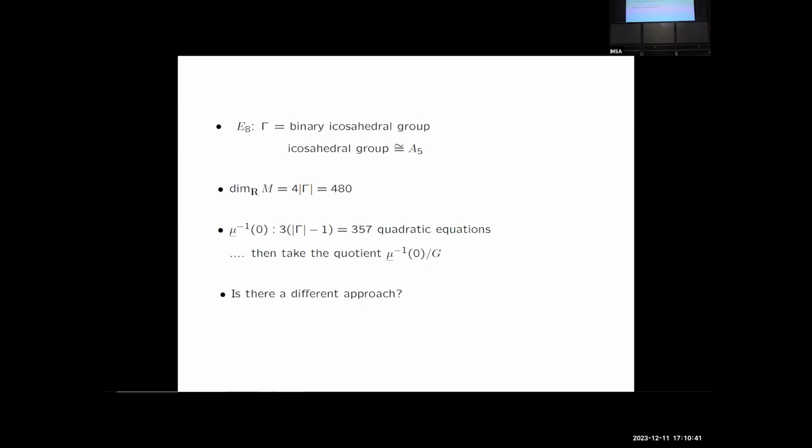It's a 480-dimensional space with 357 quadratic equations in it. So you have to solve 357 equations with 480 variables and then take the quotient by this large group in order to go through it. So of course it's very beautiful, but there's some way to go before you can use this to find anything about the metric itself. So is there a different approach, you may ask?